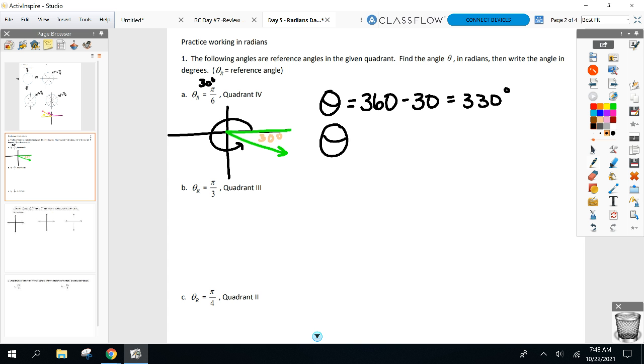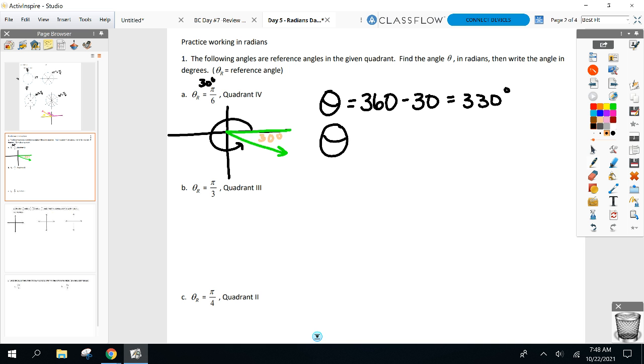Pi over 6 was 30, right? Here's what I need you to do real quick on your calculators. How many times does 30 go into 330? Find it on your calculators. Go ahead. How many times does 30 go into 330? 11. Ready? Okay, watch. What was 30 degrees in radians?